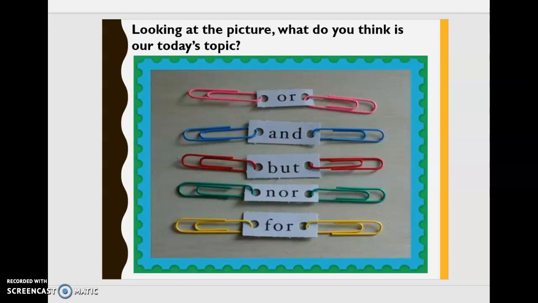Looking at the picture, what do you think is our today's topic? Yes, you are right. It's about joining words. We also call them conjunctions or connectives.